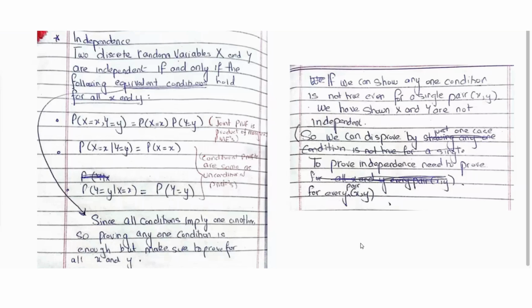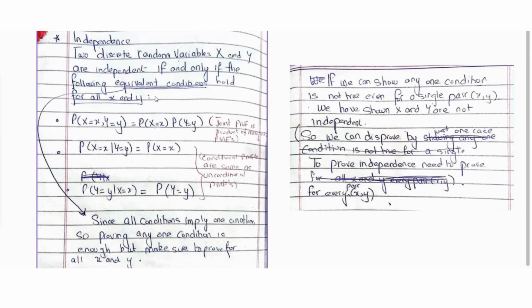Second is that the conditional PMFs are the same as unconditional PMFs. So this is the conditional PMF of x given y. That's just equal to the marginal PMF of x. This is the conditional PMF of y given x is equal to the value small x. And this is equal to the marginal PMF of y.